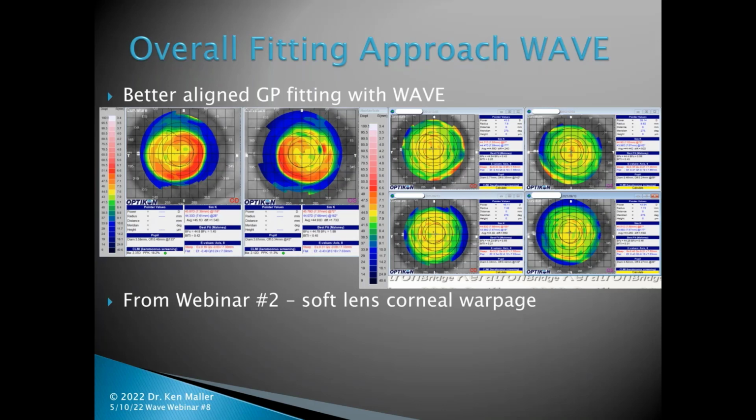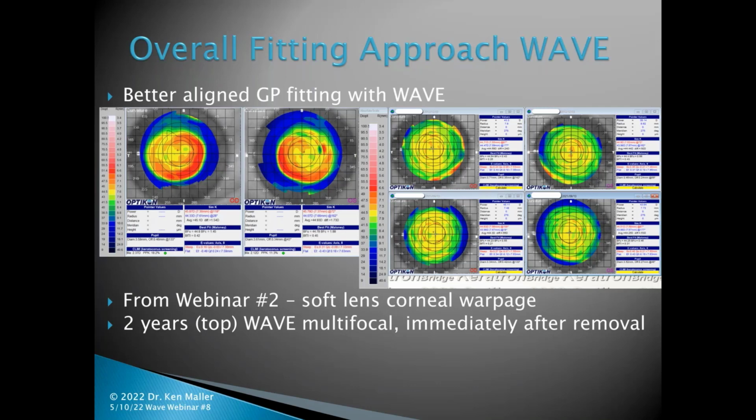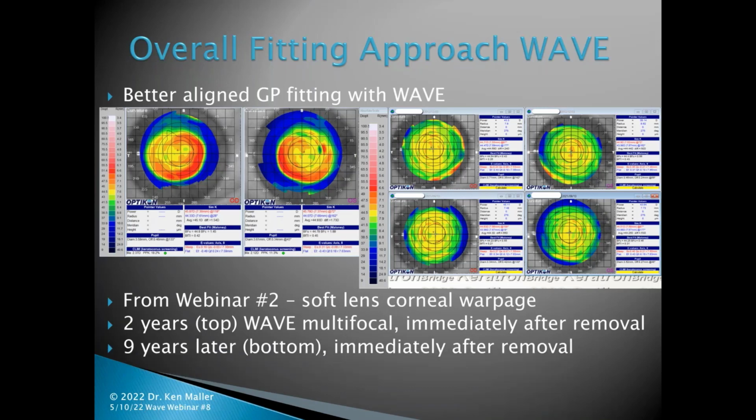Soft lenses do a whole lot to corneas. If you take topographies on every soft lens wearer, you'd be amazed at how much they really do induce corneal changes. Now, on the right-hand side over here, this is a patient that I refit into a corneal GP lens. On the top, you're seeing the right and left eye. That's a wave multifocal immediately after removal. And she'd already been in this for 2 years. Down on the bottom, that's 9 years later.